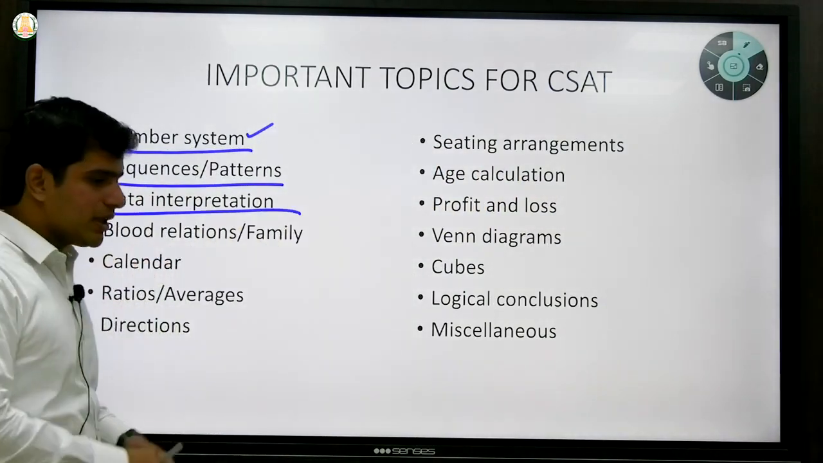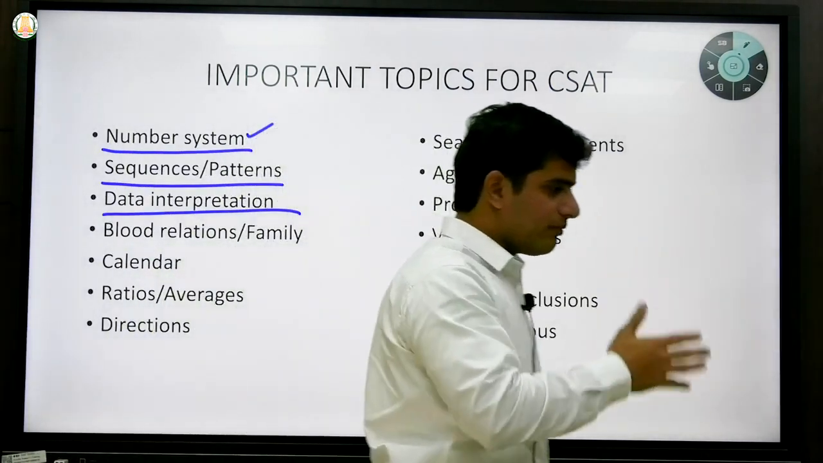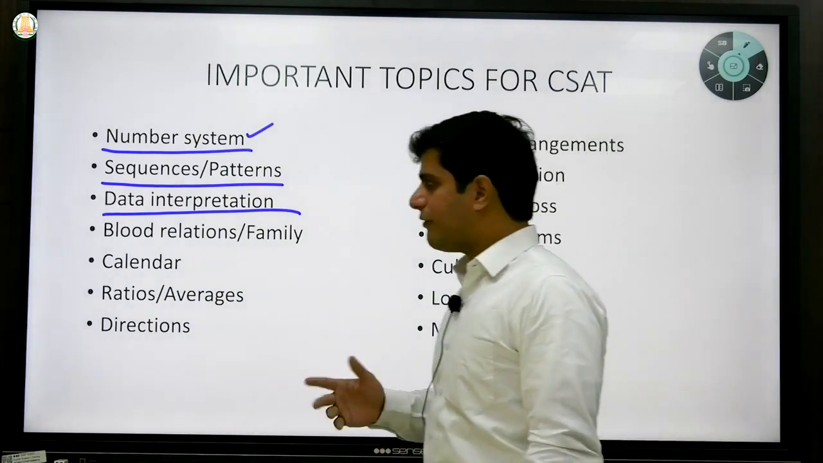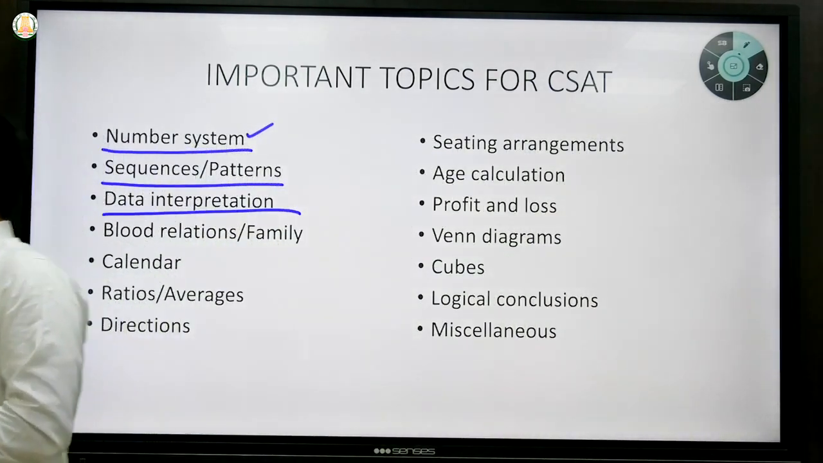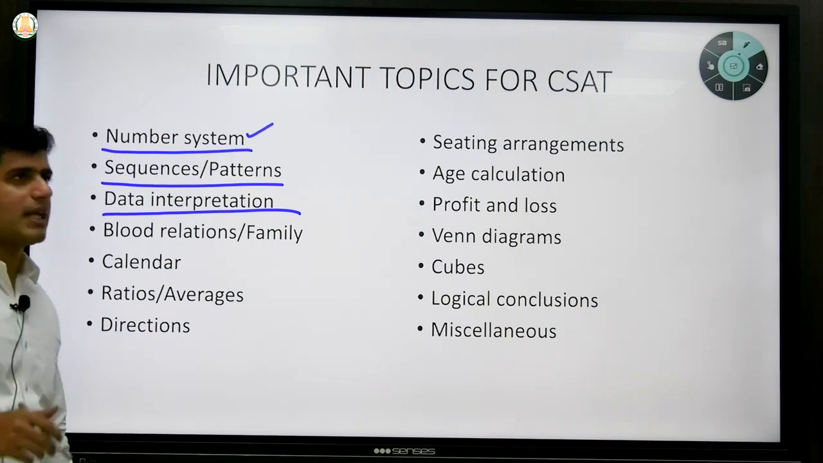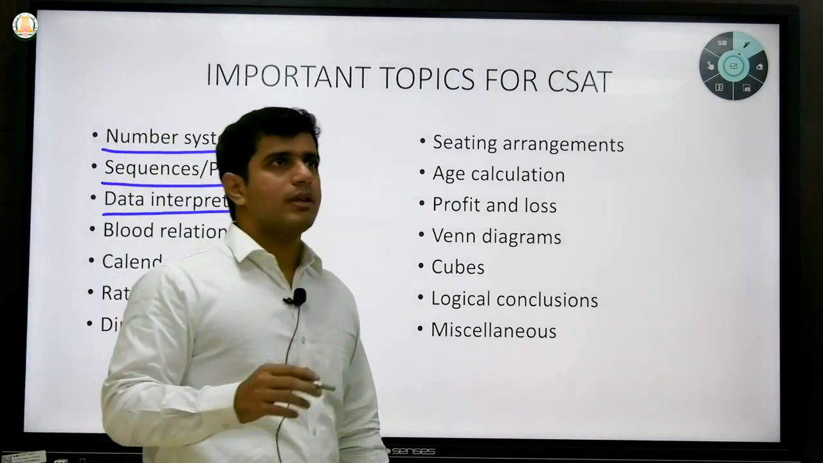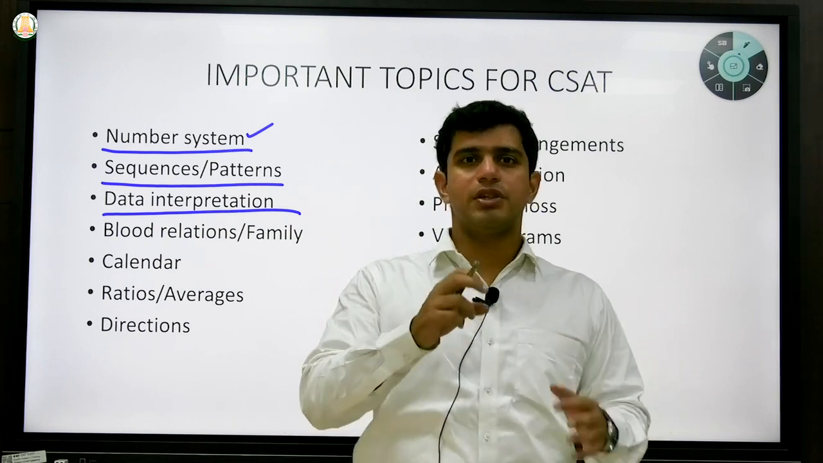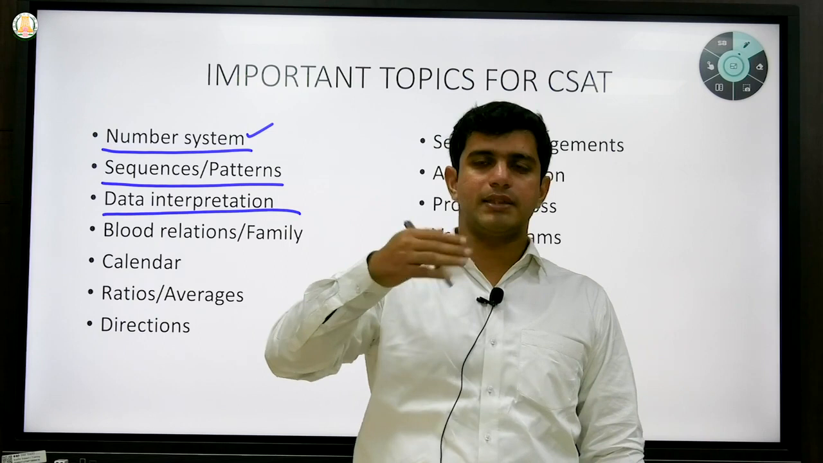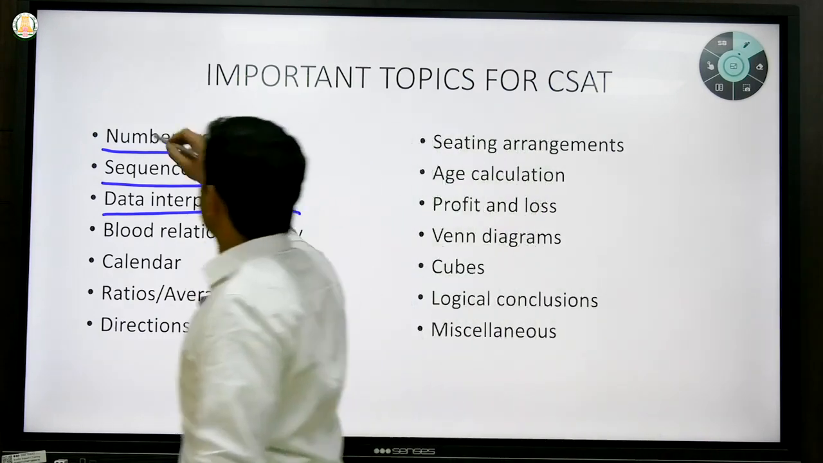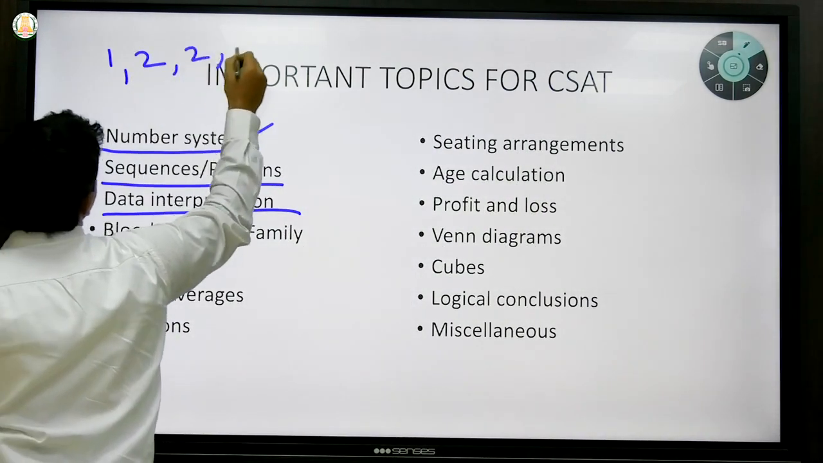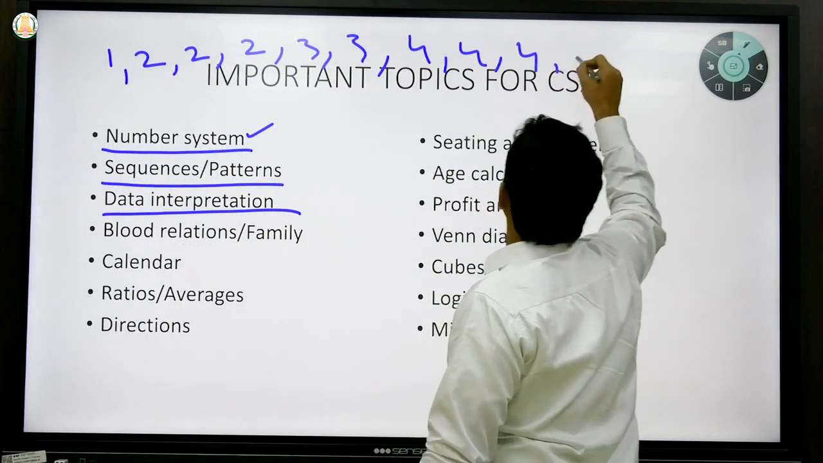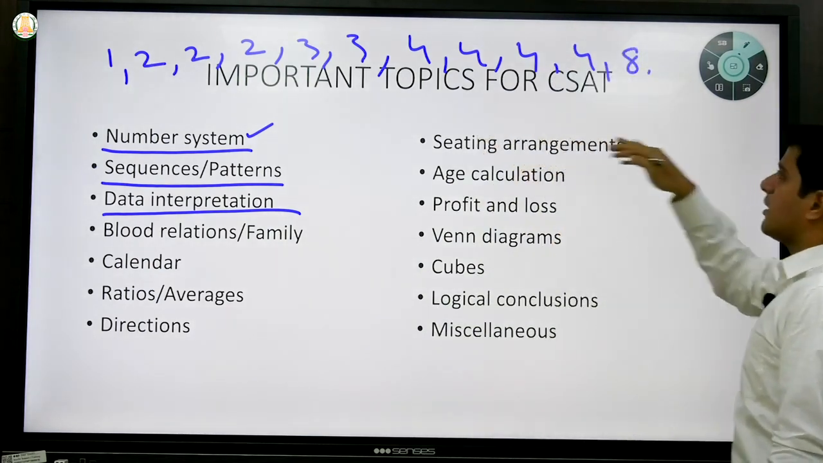Third is data interpretation. They'll give you one table with different values, and ask you to find the average of it, or the mode of it. Sometimes this is from statistics: mean, median and mode. Mode is, let's say, if I give you some digits, the number that is excessively represented. For example, if I give you 1, 2, 2, 2, 3, 3, 4, 4, 4, 4, 8, this is the sequence I have given.